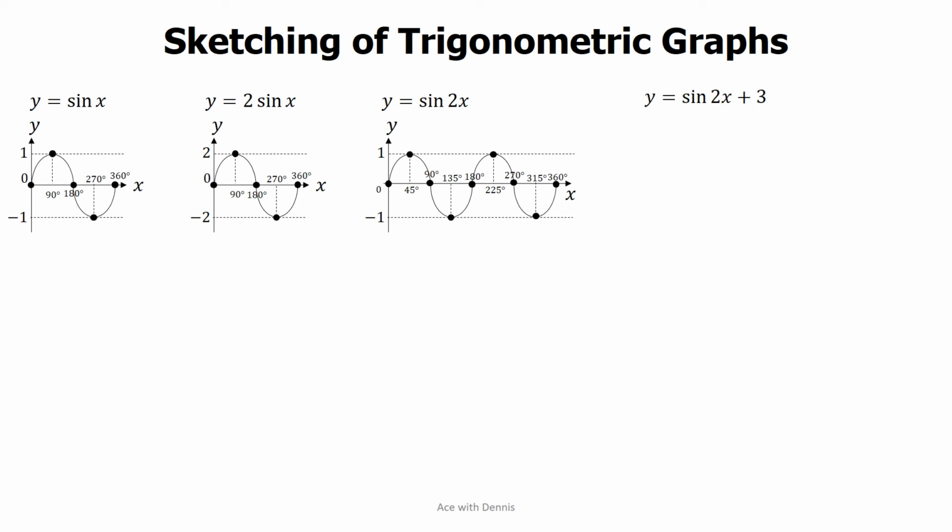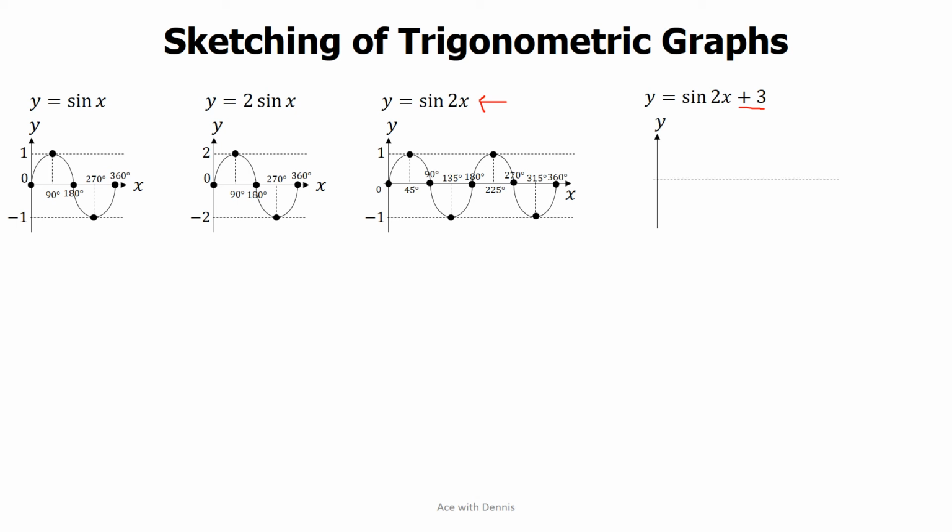Now, let's look at y equals sine 2x plus 3. Basically it is very similar to the third graph, y equals sine 2x. The only difference is that we add the 3 here, which is plus c. Remember the meaning of plus 3? It means that we shift the whole graph 3 units in the upward direction.